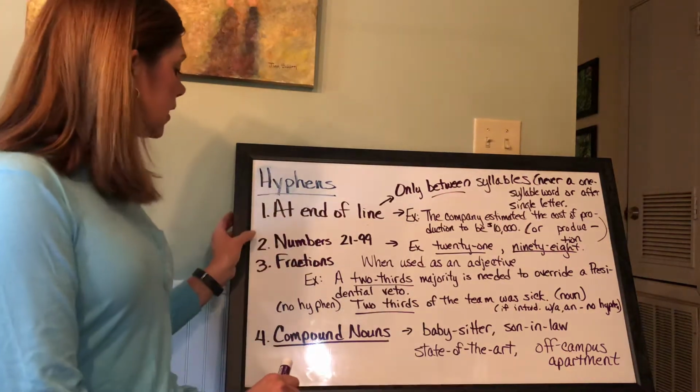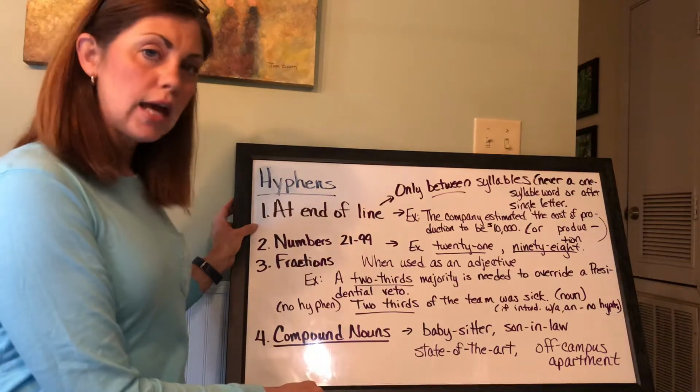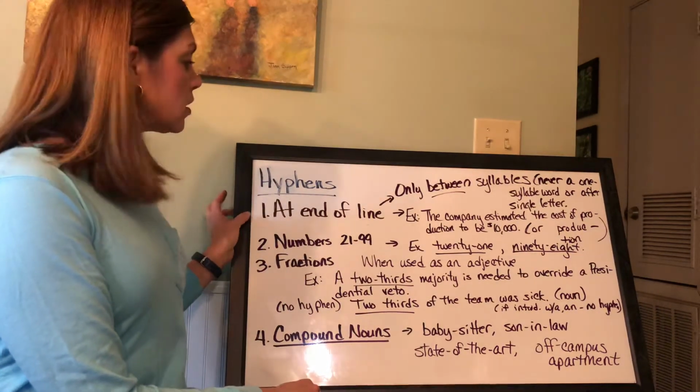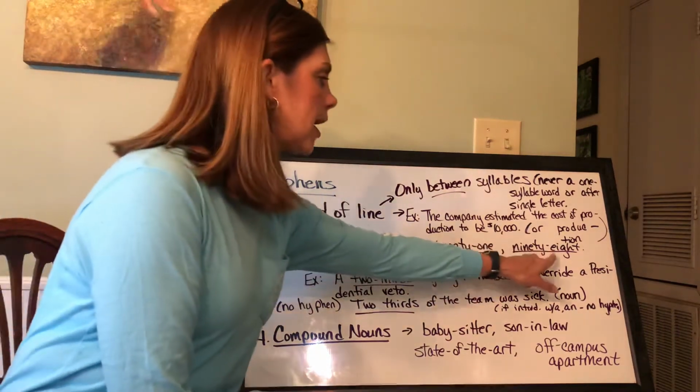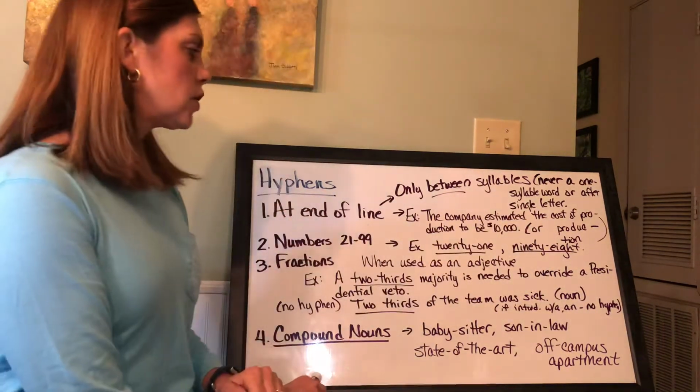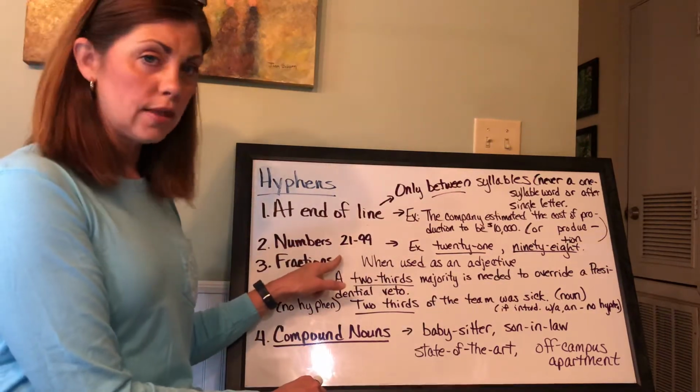The second rule is if you are writing out a number between 21 and 99, you use a hyphen. So an example would be 21, there's a hyphen here. 98, there's a hyphen. So those numbers, 21 to 99, you always put a hyphen there.